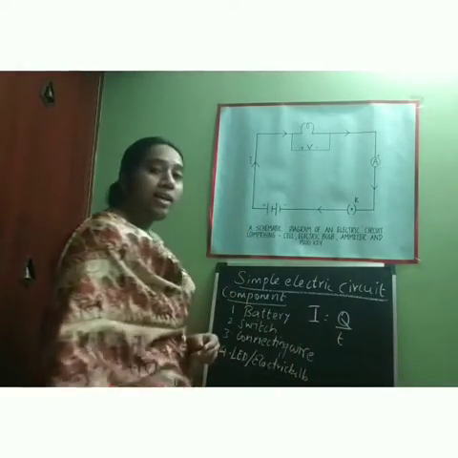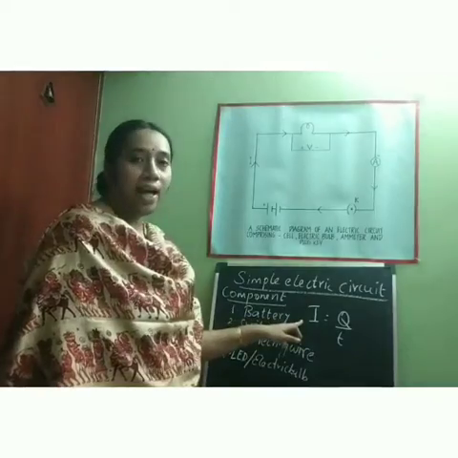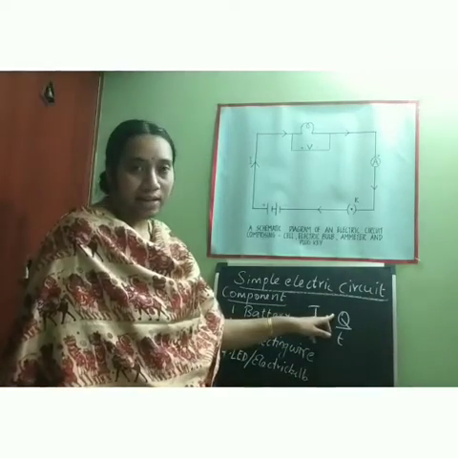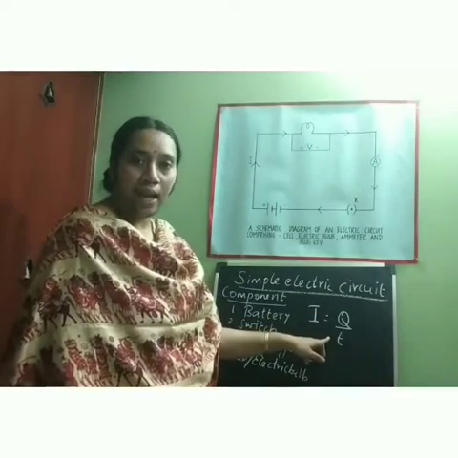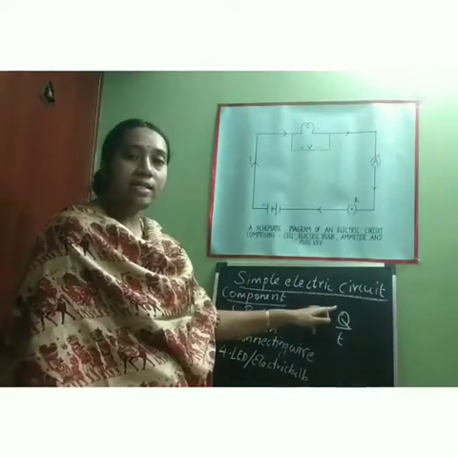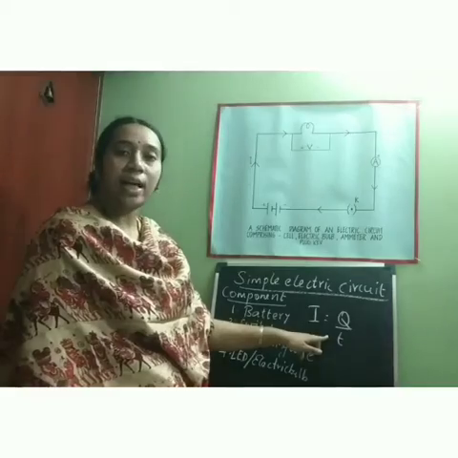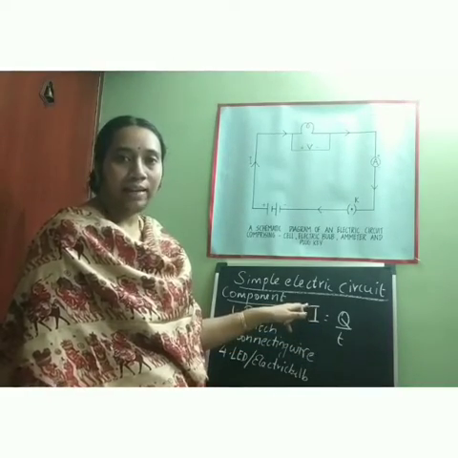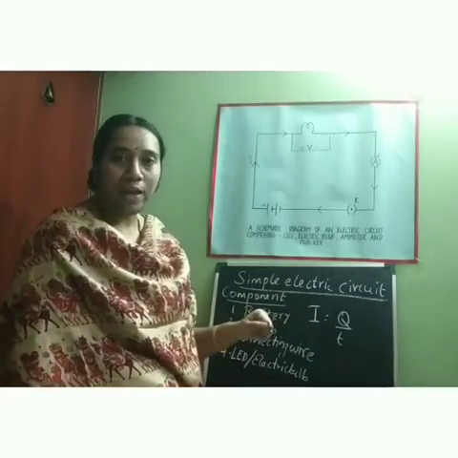Electric current is represented by the capital letter I. Q is nothing but electric charge. t is nothing but time. So the amount of electric charge that flows inside the conductor for a particular time period is said to be electric current. What is the unit of electric current?